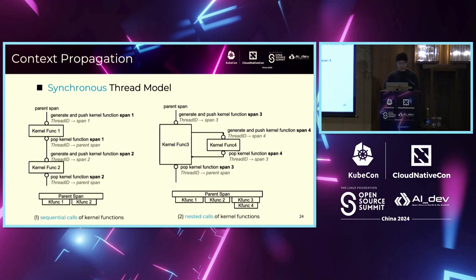In the case of nested calls, kernel function 4 is called during kernel function 3. When the CPU enters kernel function 3, we create span 3 based on the current thread context, and then kernel function 4 is called. Unlike sequential calls, the CPU doesn't first return to the parent span. Instead, it executes kernel function 4 and creates span 4 based on span 3. Thus, in the trace, you can see that kernel function 4 is a child of kernel function 3.